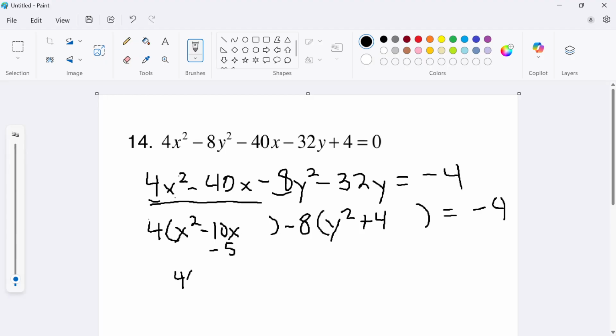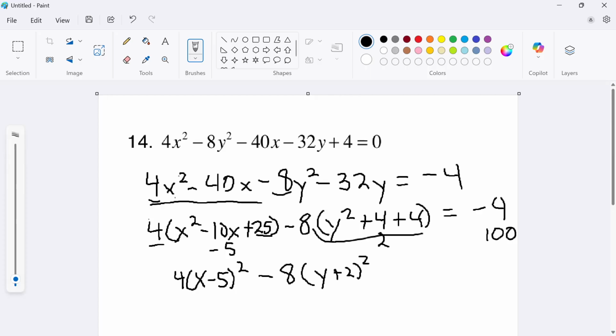I'm going to put a 4 and x minus 5 squared. And then I square negative 5, which is plus 25. If I've added 25 inside the parentheses multiplied by 4 on the left side, I've got to add 25 times 4, which is 100, on the right side. Similarly here, I get negative 8, and half of 4 is 2, so y plus 2 squared, and then 2 squared is 4, and negative 8 times 4 is negative 32.